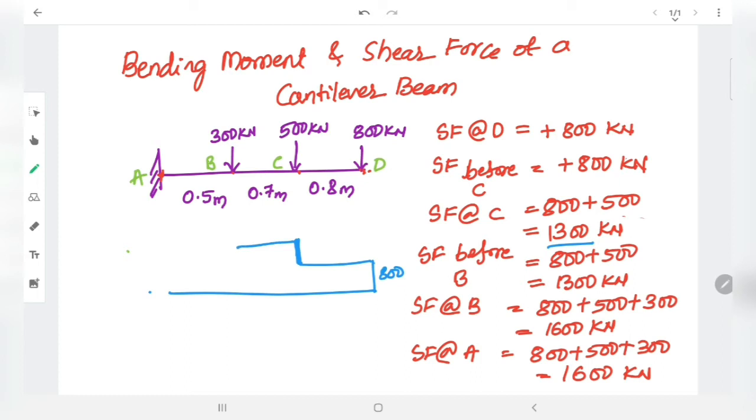Next, before B I am getting again the same 1300. At B I am getting 1600 and at A I am getting 1600. If I join all the lines, we will be getting the shear force diagram. Here it is 800, it is 1300 and here it is 1600. In this way we will be calculating the shear force diagram of a cantilever beam subjected to point loads.